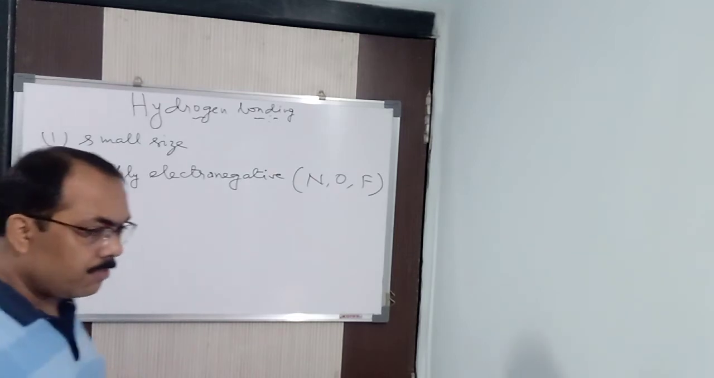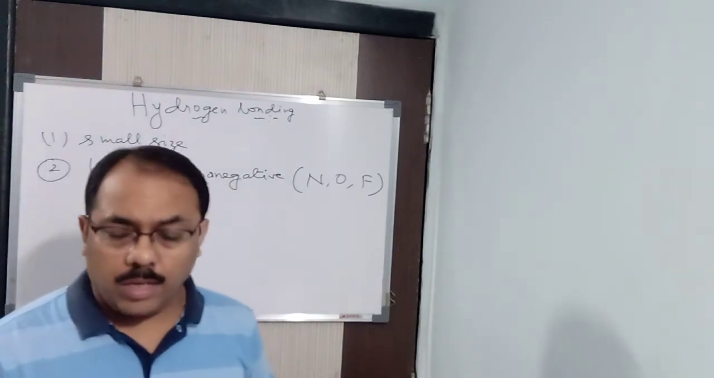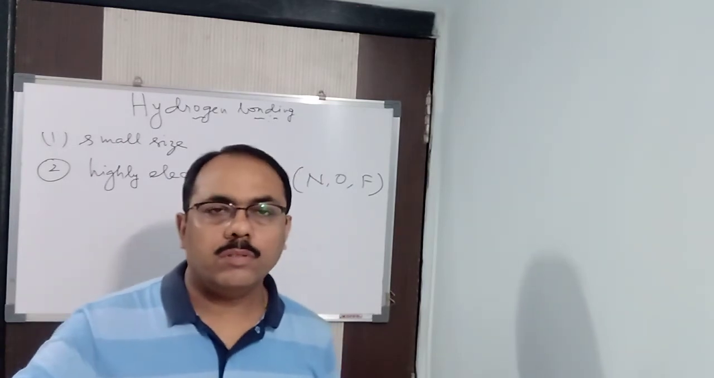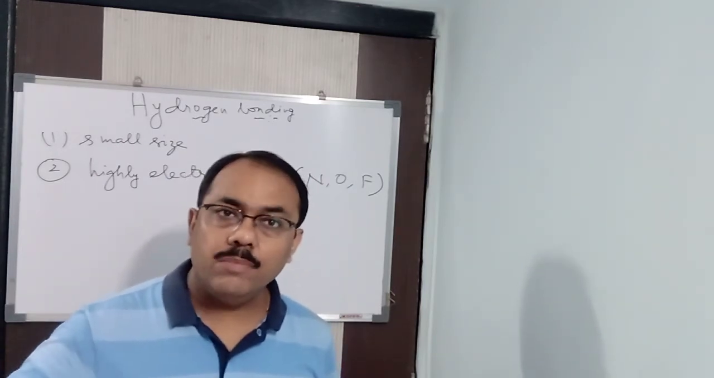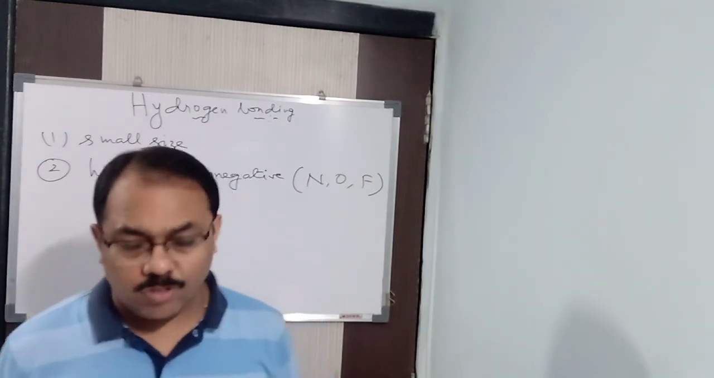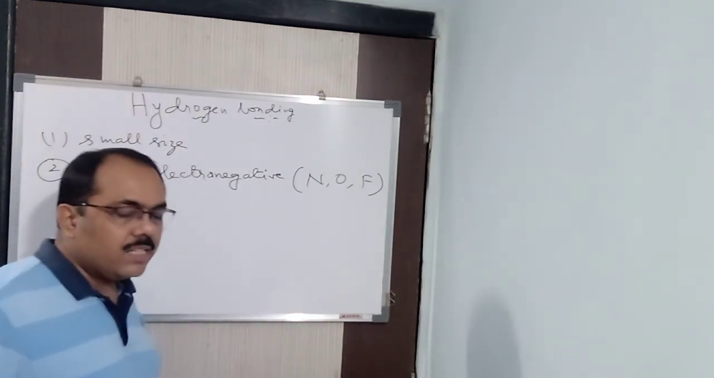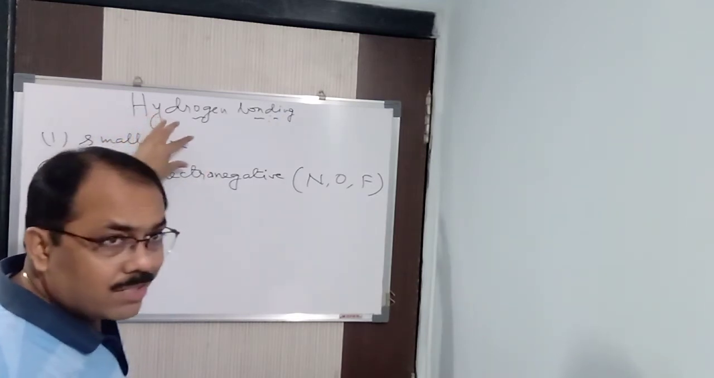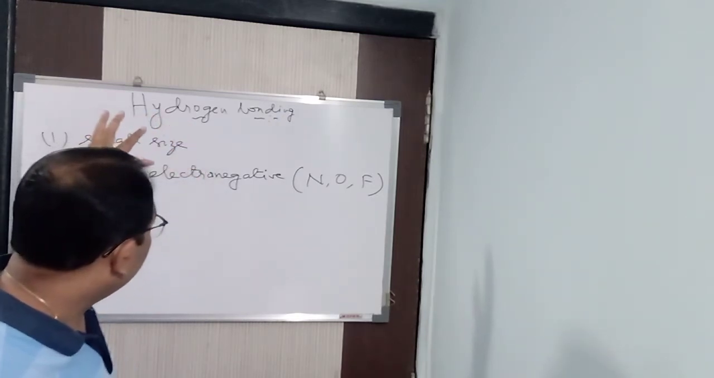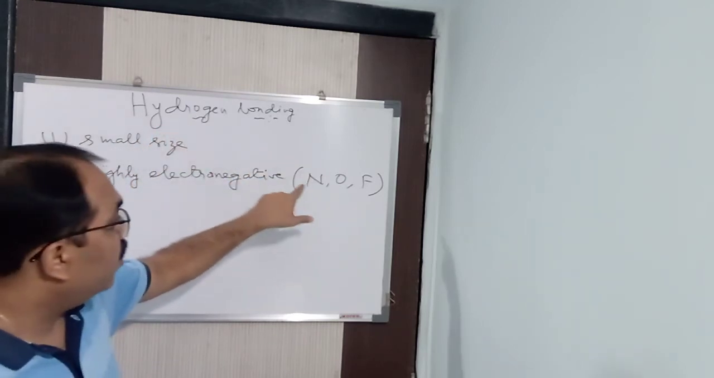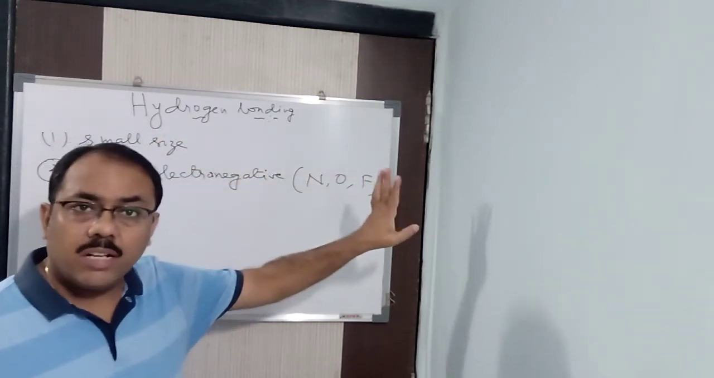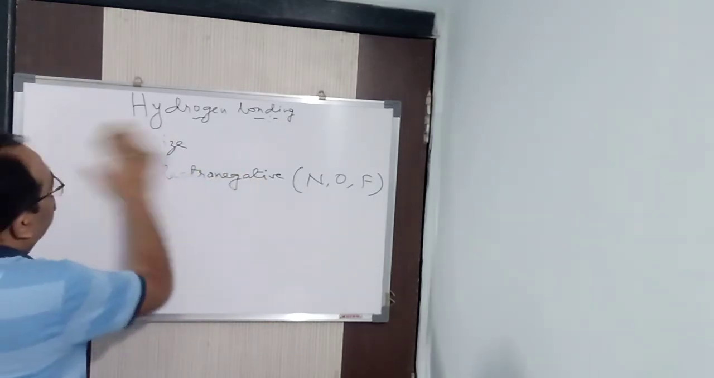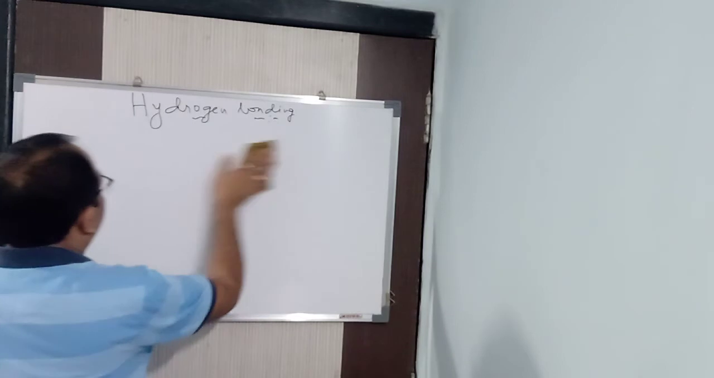So when it forms a bond, within the same molecule or of a different molecule, within the same compound or of a different compound, that is called a hydrogen bond. It's an electrostatic force of attraction. So you got the conditions for hydrogen bonding: the atom attached to hydrogen should be small in size and highly electronegative. These three elements satisfy the conditions. I will come to the group later on.